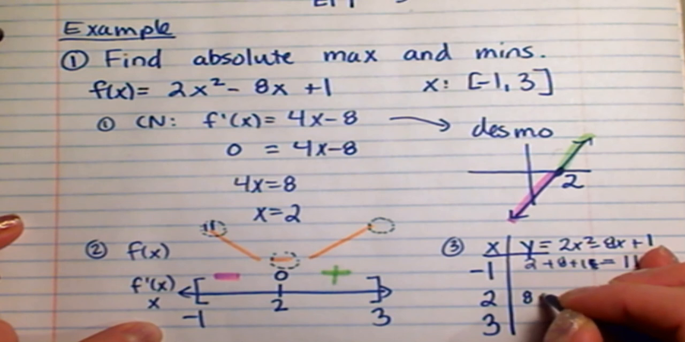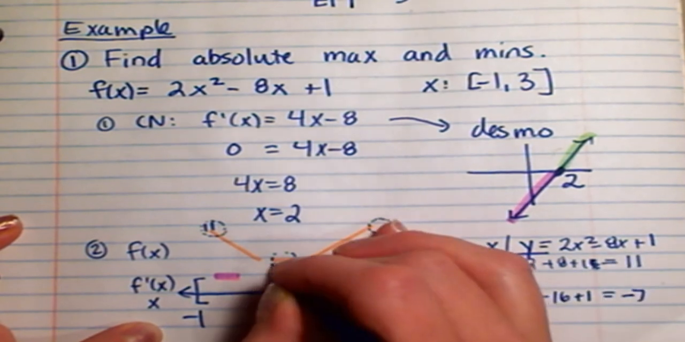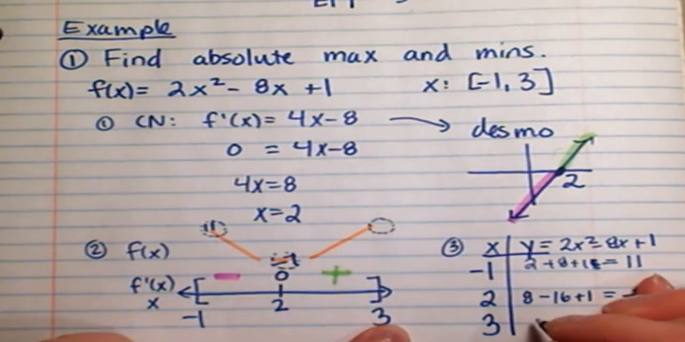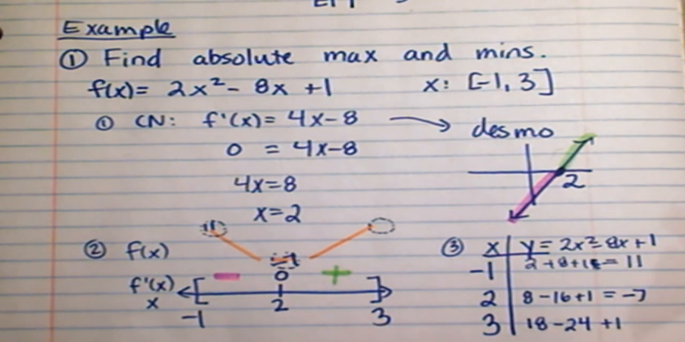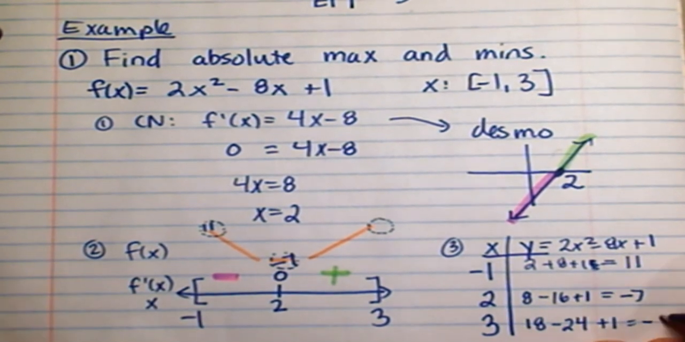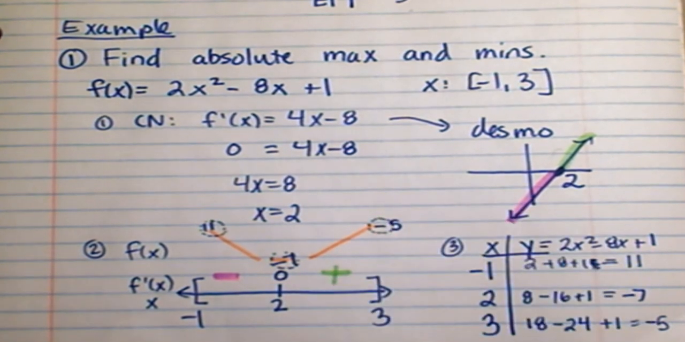4, 8. So this one is -7. I'm going to plug in 3, and that is -5. All right, let's label this up.